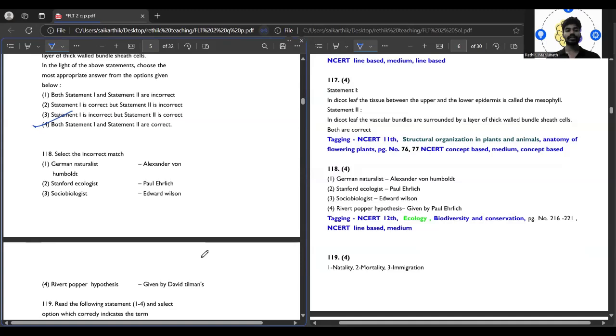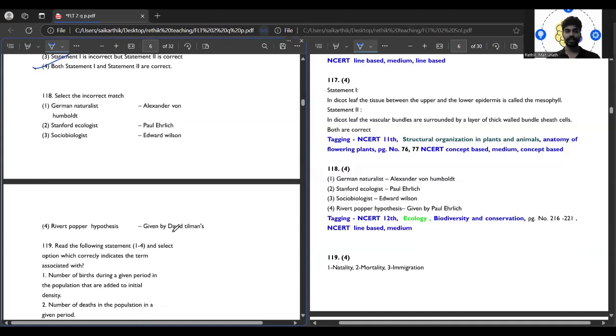So we'll go with the next one, that is, select the incorrect match. So we have to choose the incorrect match here. What would be the incorrect match? German naturalist, that is Alexander von Humboldt, it's correct. Then Stanford ecologist, that is Paul Ehrlich, is also correct. Sociobiologist Edward Wilson is also correct.